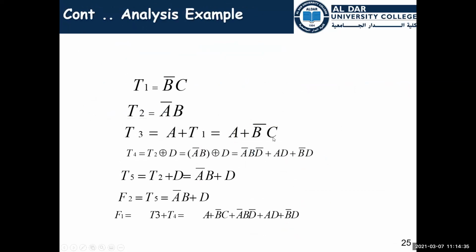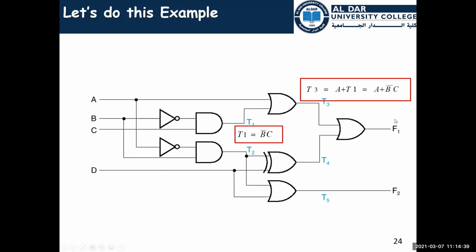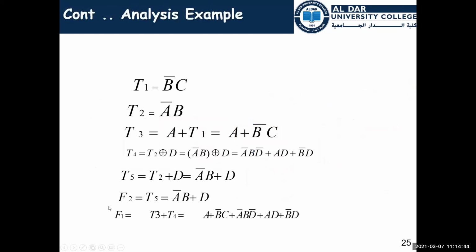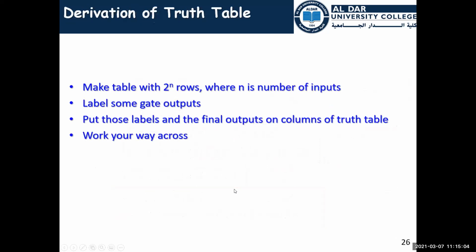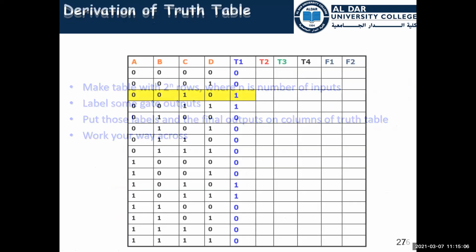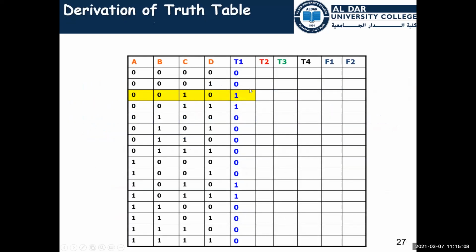And you continue deriving the entire graph to get expressions for F1 and F2. So we have F1 here, which is A or B dash C or A dash B D dash or AD or B dash D. And F2 is equal to A dash B or D. Now you can also continue your analysis by deriving your truth table. If you want, you can have the truth table without any problem.